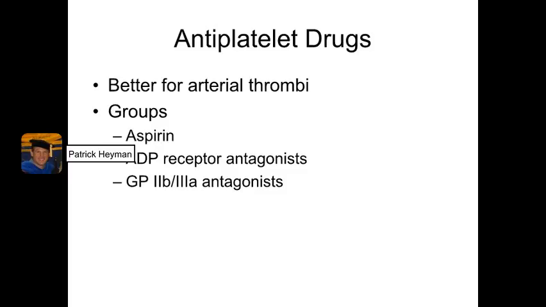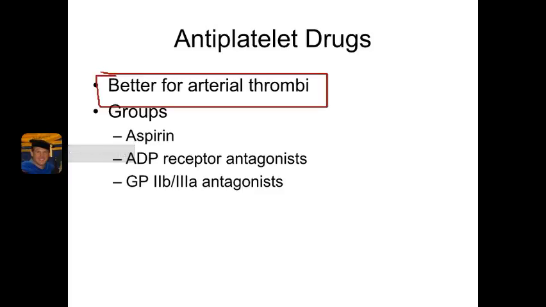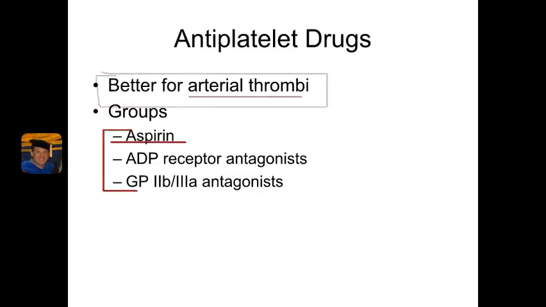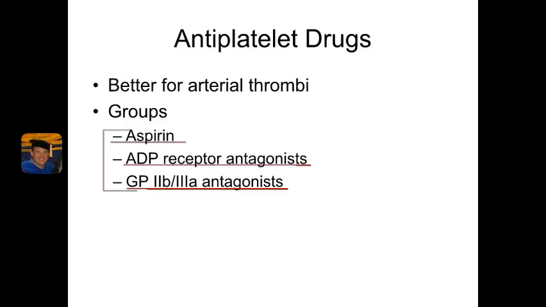Okay, now we're going to move on to antiplatelet drugs. In general, antiplatelet drugs are better for arterial thrombi, such as heart attacks, strokes, and peripheral arterial disease. There's 3 basic groups of antiplatelet drugs. We have aspirin, which is a COX-1 inhibitor. We have ADP receptor antagonists. And we have GP2B3A antagonists.